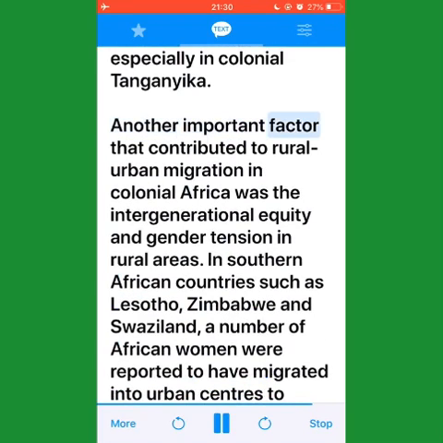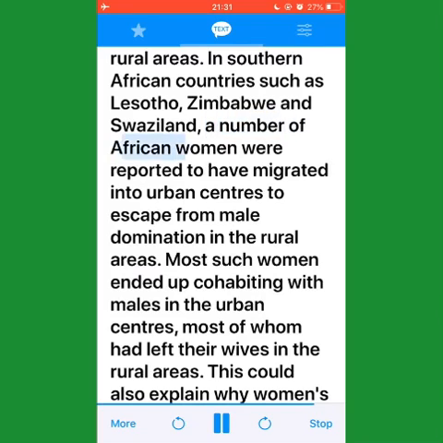Another important factor that contributed to rural-urban migration in colonial Africa was the intergenerational equity and gender tension in rural areas. In southern African countries such as Lesotho, Zimbabwe and Swaziland, a number of African women were reported to have migrated into urban centers to escape from male domination in the rural areas.